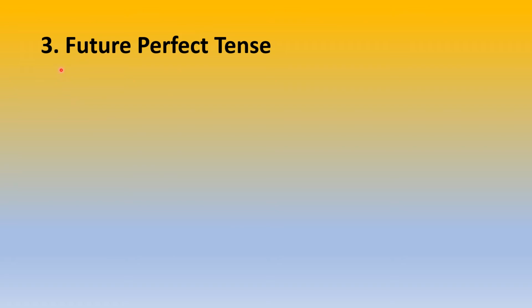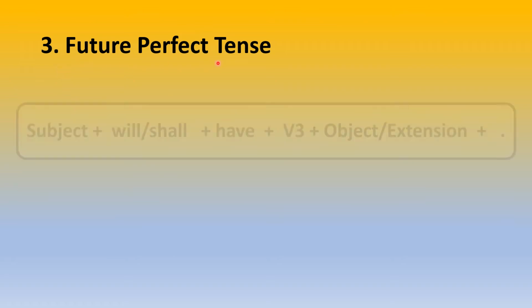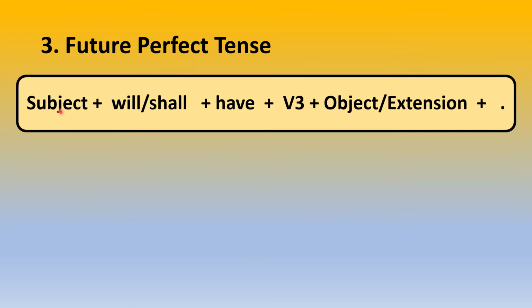Let's move on and talk about future perfect tense. We follow the following formula to write affirmative sentence of future perfect tense. First, subject is written. Then will or shall as auxiliary verbs are written along with have. And after that, the third form of verb is written. In all kinds of tenses, either they are present, past, or future perfect, we always write third form of verb. And after that, object or extension is written along with the full stop.